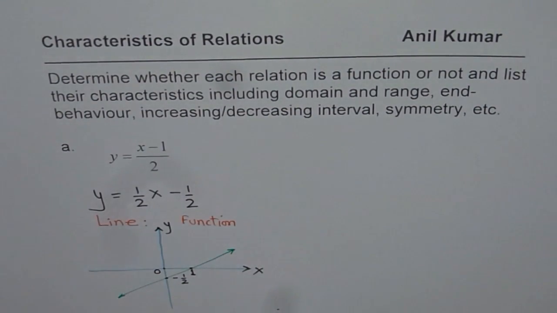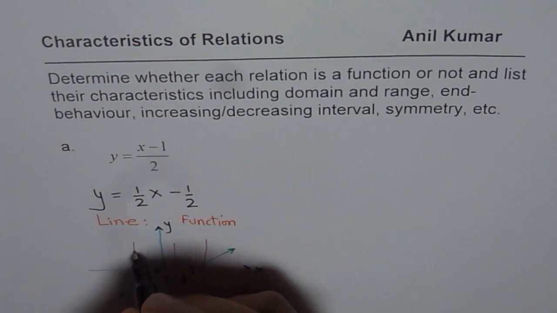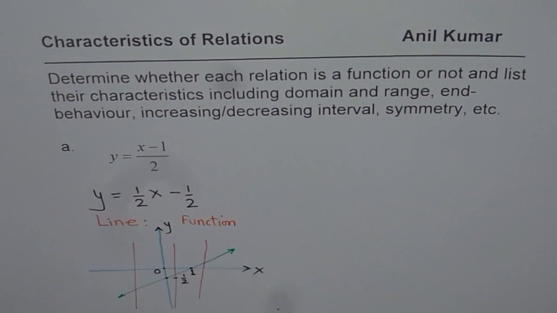It is a function since a vertical line, if I draw it anywhere, will intersect only at one point. You see that all these vertical lines intersect only at one point. That really means that for each and every value of x, we have only one value of y. So all values of x are uniquely connected with a value of y. Let's talk about characteristics.